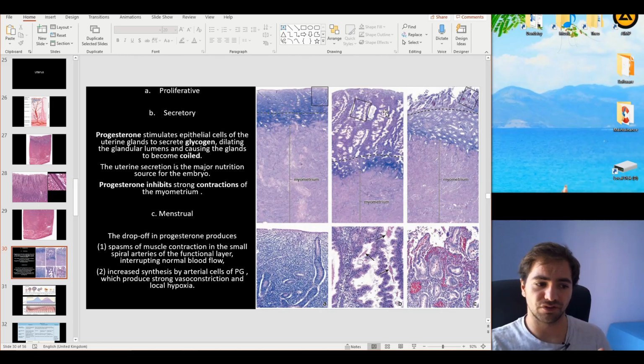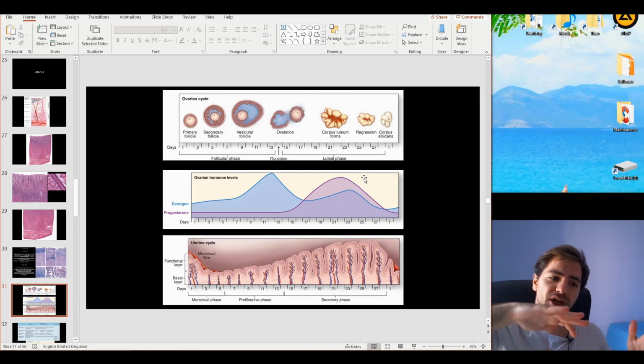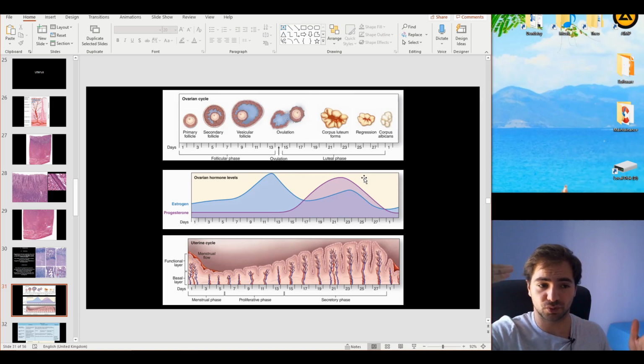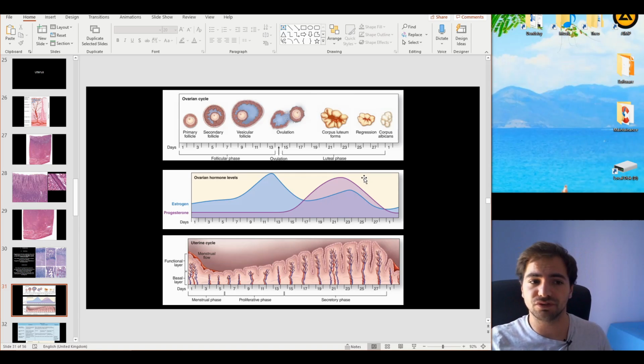The result of local hypoxia and vasoconstriction practically is going to be the ischemic death of the endometrium, and we're going to have the shedding off of very, very big portions of the endometrium. So the point of the whole cycle is of course started by the estrogen levels going up and up and peaking, along with, of course, this peak of the estrogen is going to have the peak of the LH that will induce the ovulation.